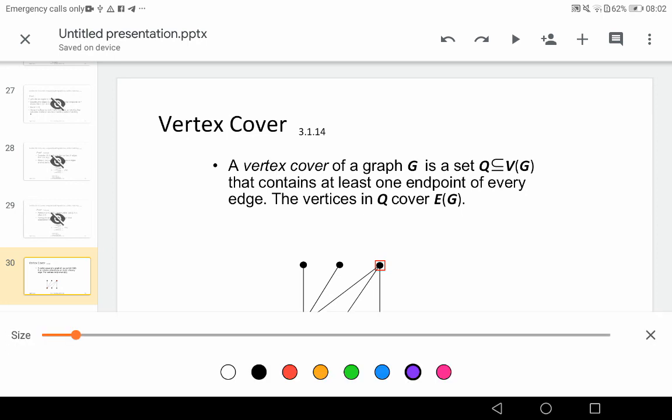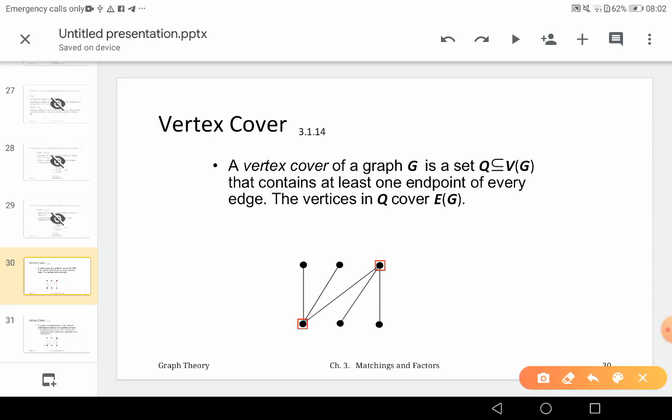Today we want to discuss vertex cover. This is one of the topics in graph theory in matching. So what is a vertex cover?